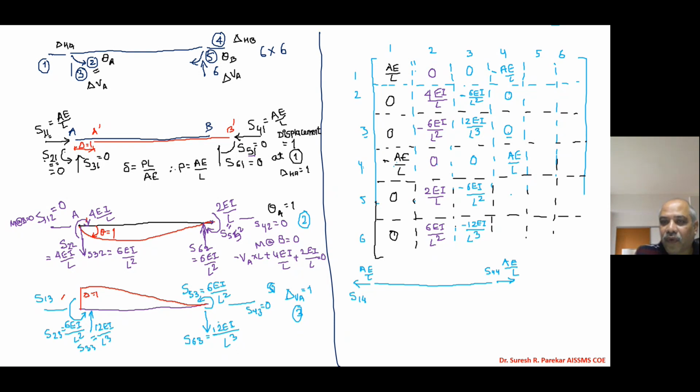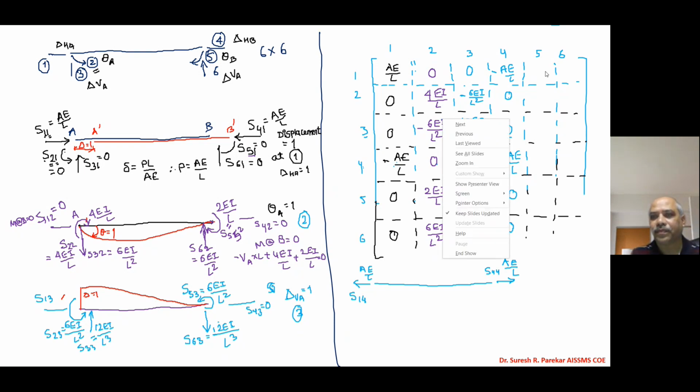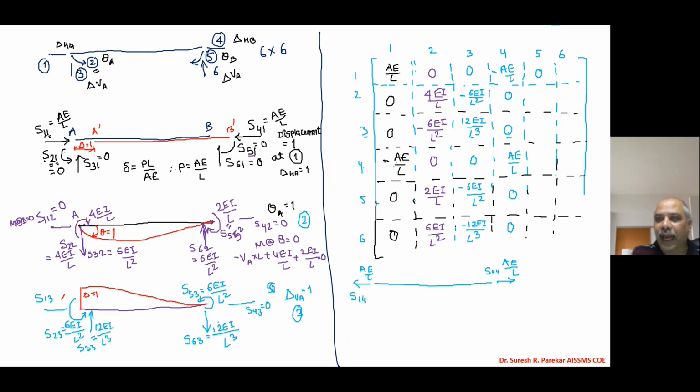Then we have S51 and S15, and S64 and S46, which are 0. And similarly we can go over here: S15 and S51, so we have value 0. Then S at 25, and then we have S52 as 2 EI by L. Symmetric matrix we are preparing.